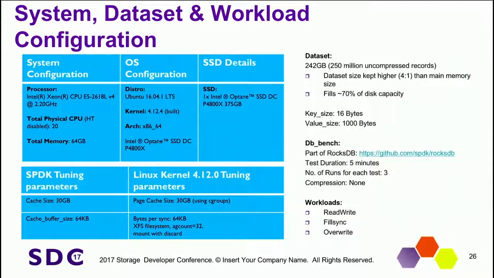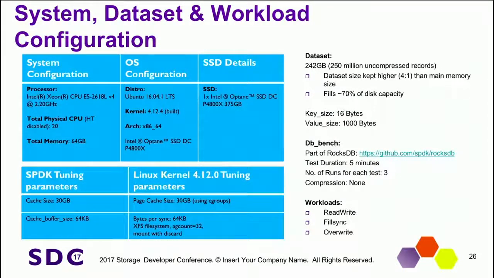What it does is, in this configuration, we have an Intel Xeon E5 V4, it's a Broadwell CPU, on an OS config which is based on Ubuntu 16.04. We took the latest kernel 4.12.4 at the time of testing. And the key thing is the NVMe device we are using. So it's based on Intel Optane SSD, which just got released two to three months back.